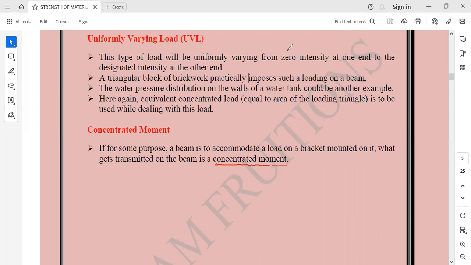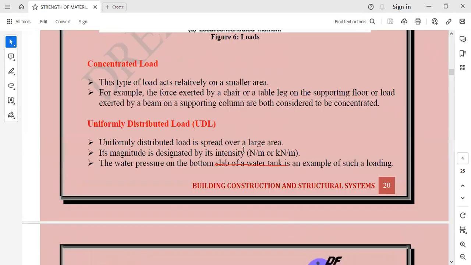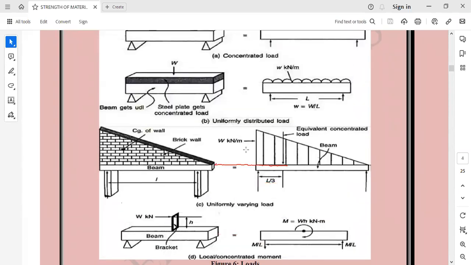So these were all the four different types of loads that any structure has to undergo. I hope that you all have understood the concept of different types of loadings very clearly.